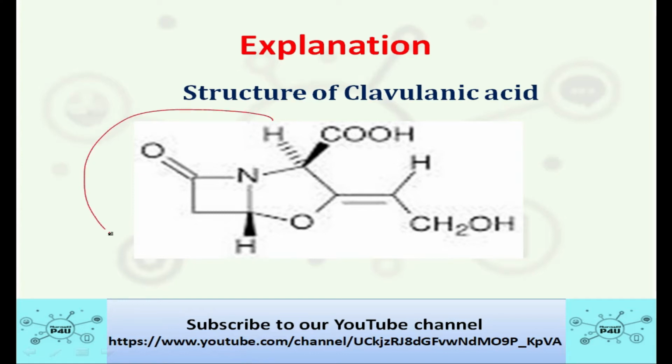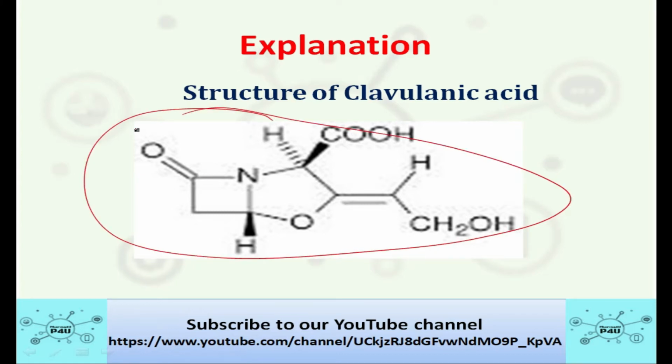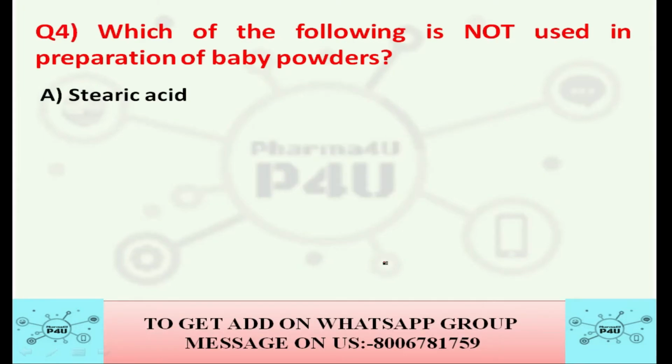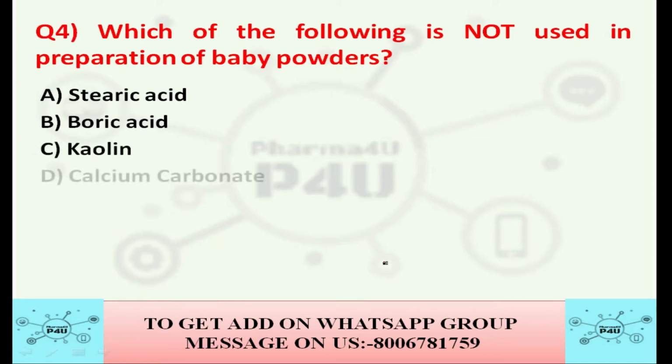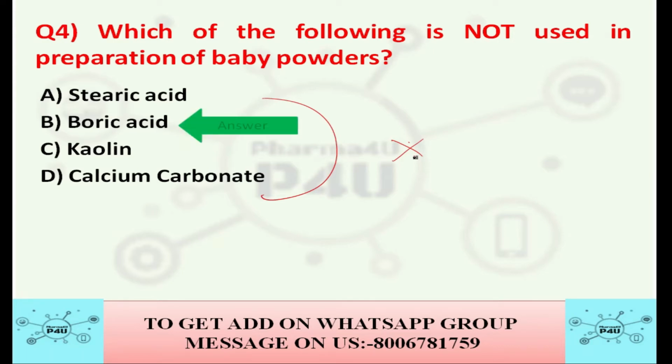So let's try to learn its structure. Students, this is the structure of clavulanic acid. Please write down or memorize this structure, because sometimes the question may be asked from this part also. Option B is boric acid, option C is kaolin, option D is calcium carbonate. So students, we have to tell which one of these options is not used in the preparation of baby powder. The correct answer is boric acid, because it contains some cancerous substance.